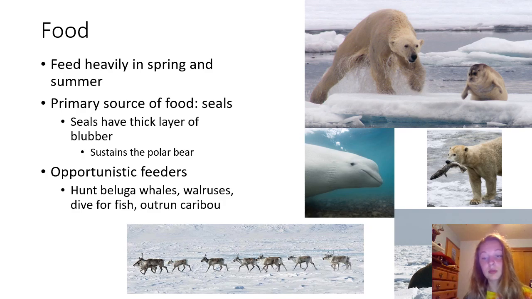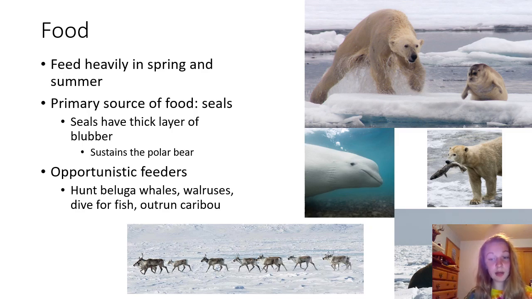And so we can move on to talk a little bit about the food that they eat. They feed most heavily in the spring and the summer, and then lighter in the winter and the fall. They do enjoy their seals. That is their primary source of food because the seals have that really thick blubber layer, which is full of fat, which contains a lot of energy and can sustain the polar bears for a long amount of time.